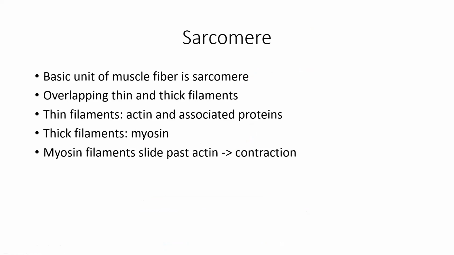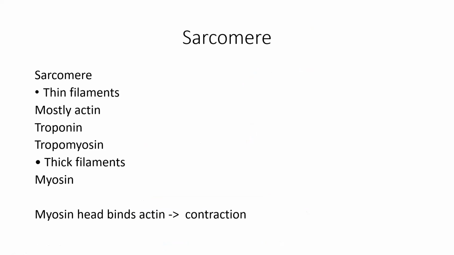Okay, now let's talk about the specific structure called sarcomere, which is a basic unit of the muscle fiber, and which is responsible for this whole contraction thing. It's made up of thin and thick filaments. The thin filaments are actin and some associated proteins, which I'm going to discuss a bit later. And thick filaments are represented by myosin. Myosin filaments slide past actin, and this leads to contraction.